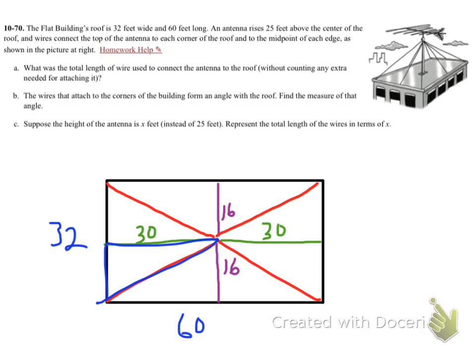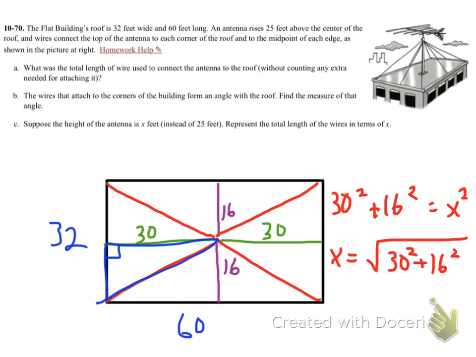That triangle. Here's my right angle. So to solve that one, I need to do Pythagorean theorem right now. So I would have 30 squared plus 16 squared equals x squared. Solving it for x, I just take the square root of both sides, and then I can type that into my calculator in one step, and I will get 34. So all those there are 34.